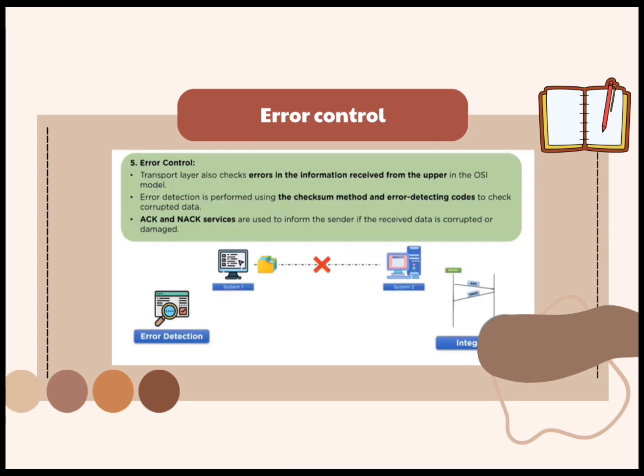Okay, for the next slide is error control. The transport layer also checks errors in the information received from the upper layer in the OSI model. Error detection is performed using the checksum method and error detecting code to check corrected data. ACK and NACK services are used to inform the sender if received data is correct or damaged. We can see for this slide there is a picture where system 1 and system 2 cannot receive the file.